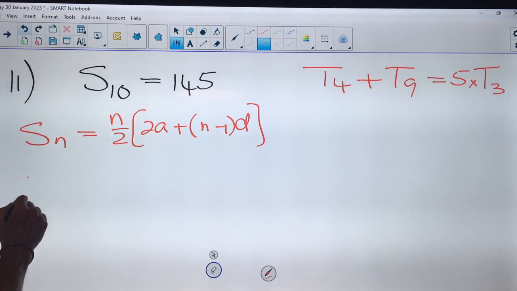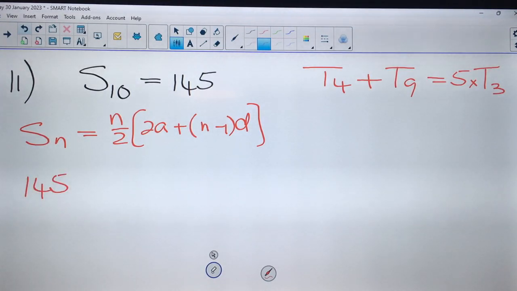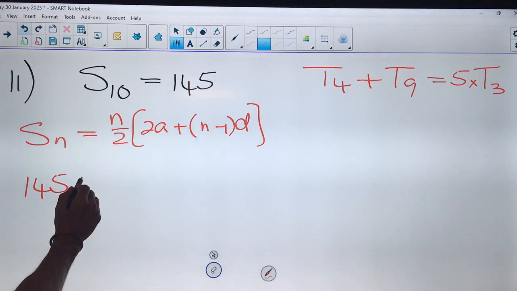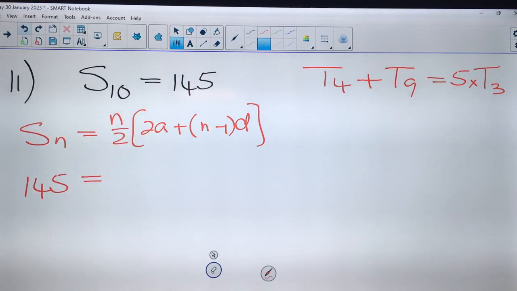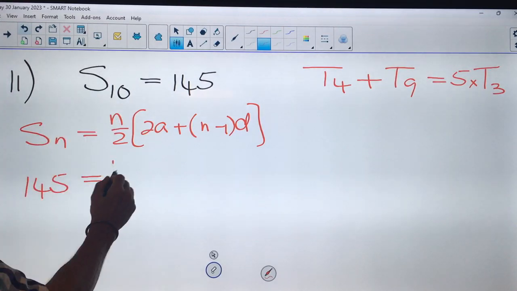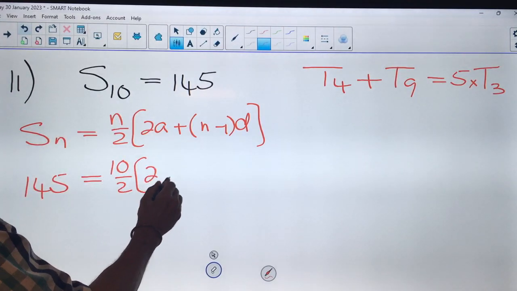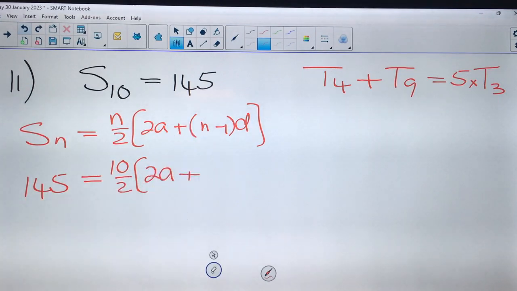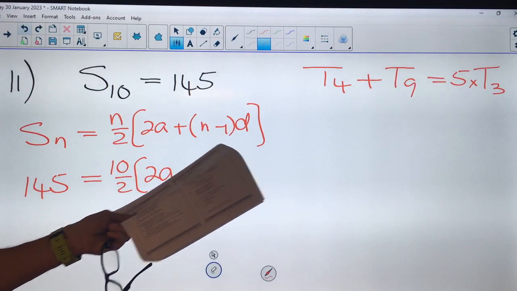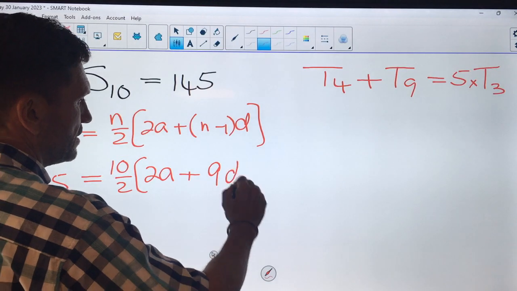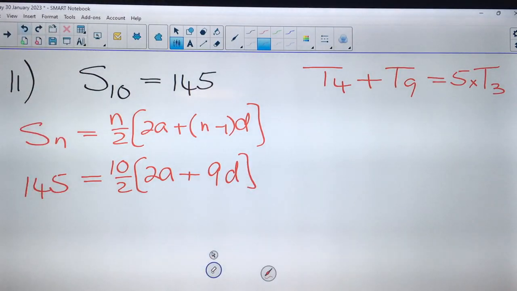So the tenth term is 145. What is the n value? 10. The a value we don't have. What is the n value? Still 10. 10 minus 1 is 9. So this will give us 9d. You with me here? So we're setting up two equations because we have two unknowns. We need a and we need d.